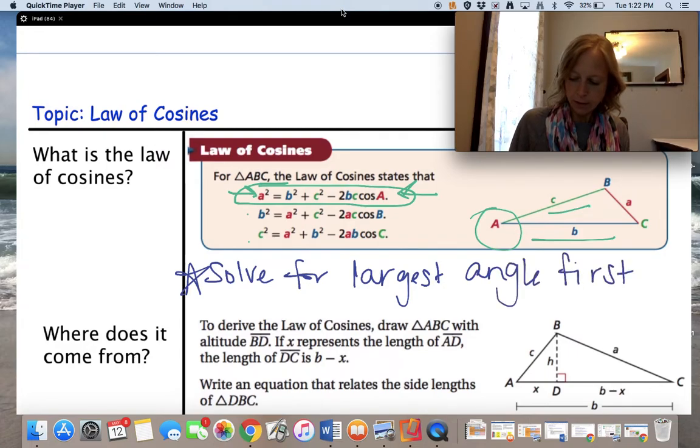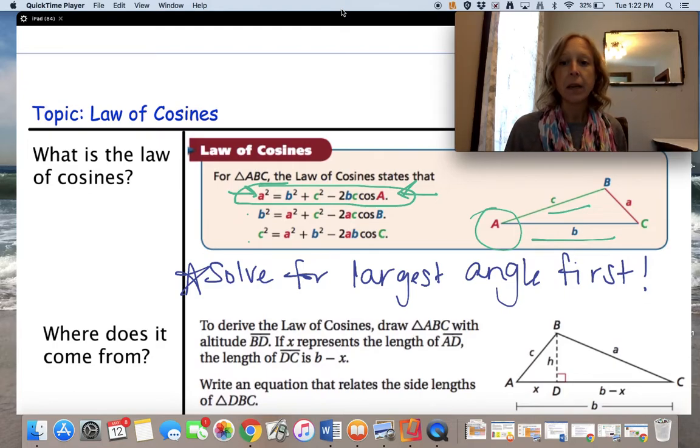The reason we do this is because it eliminates that ambiguous case. And we want to do that for a couple reasons. Number one, we didn't work with the ambiguous case in law of sines. Number two, the reason we didn't work with the ambiguous case is it has a lot of little nuances to it, and it turns into a lot of work. So we're always going to make sure we solve for our largest angle first using the law of cosines, and then we'll be fine, and we don't have to worry about anything going wrong for us.